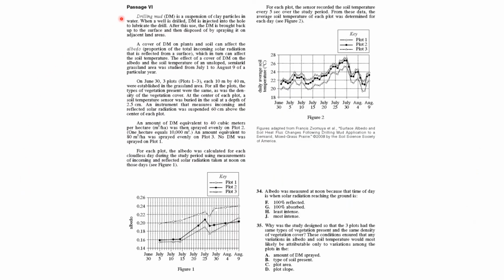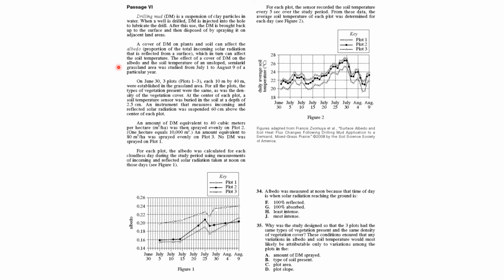So in this passage, we see drilling mud is a suspension of clay particles. When a well is drilled, DM is ejected to lubricate the drill, and is brought back to the surface and sprayed on adjacent lands. So you know what drilling mud is. A cover of drilling mud can affect albedo, it's in italics, know what it is, the portion of total incoming solar radiation that is reflected, which can in turn affect soil temperature.